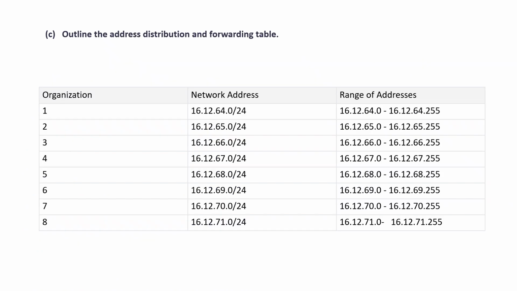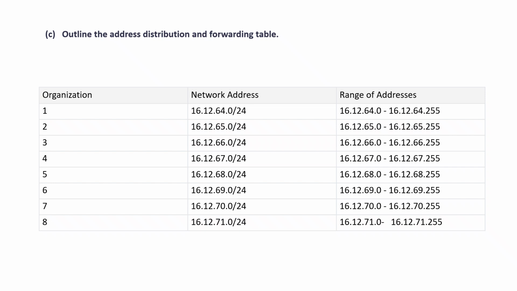Outline the address distribution and forwarding table. In this example we need only the 8 organizations. So the 8 network addresses are there, and the starting and ending addresses of each network. The first one starts from 16.12.64.0/24. Ending address is 16.12.64.250. Similarly, for the second organization, the network address is 16.12.65.0/24 net ID, and the range of the addresses is from 0 to 256.